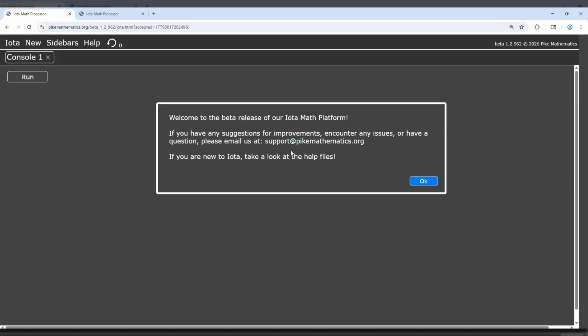support@pikemathematics.org. We would really like to hear from you. If you're using the system and you have questions on how to operate it, or maybe you want to see some new capability added, or maybe you're using it and you think something's not quite working right, please email us. We would really like to hear from you. So send those emails. All right, so hit OK.